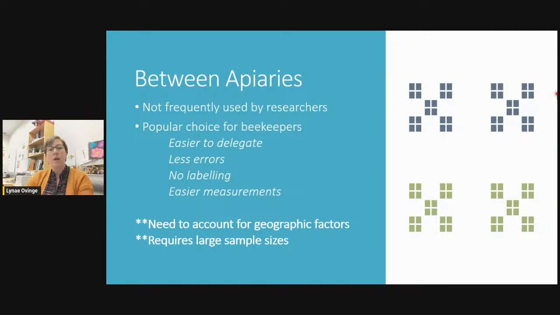And this is really not frequently used by researchers. There's a few reasons why they do it, but for the most part, they're using other designs. But I do find when I talk to beekeepers, it's a popular choice that they're using. It's really easy to delegate. In commercial beekeeping, you have to be able to delegate. There's less chance of errors.